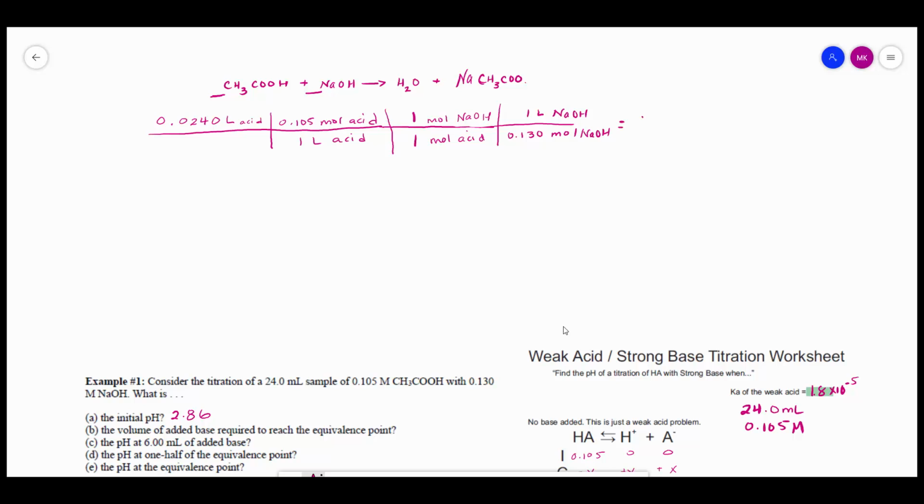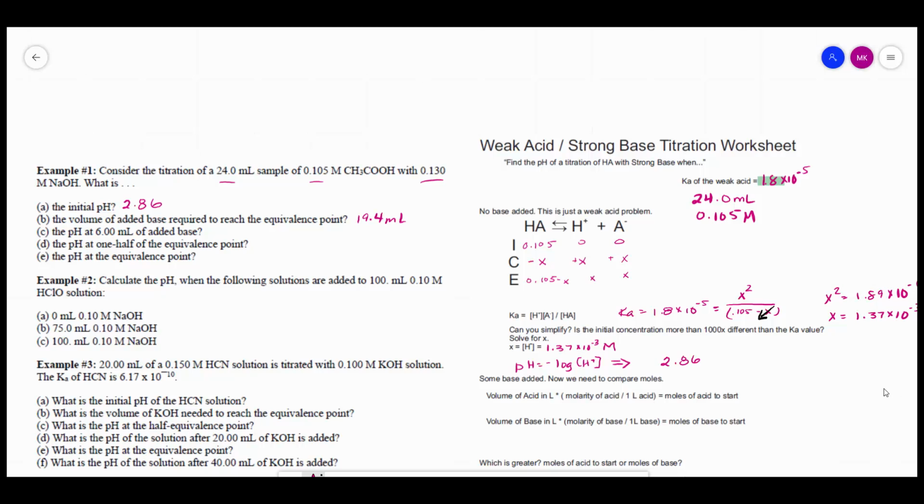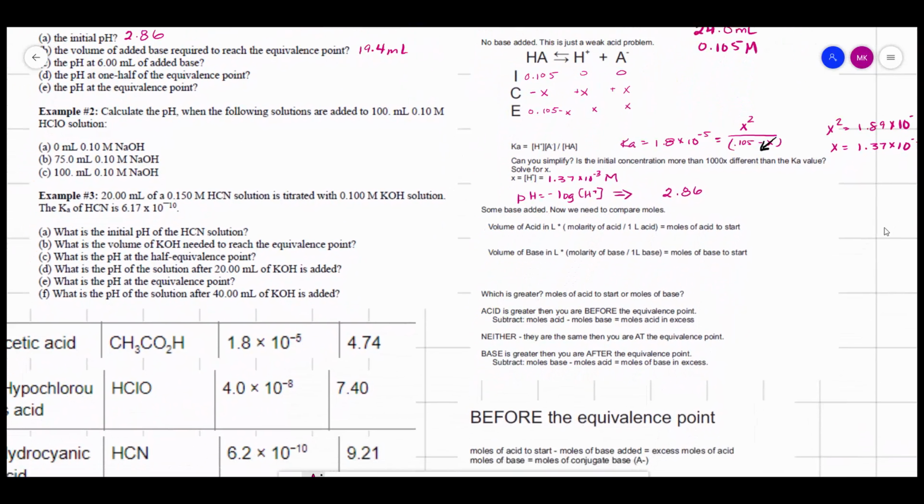So I get 0.01938, and I gave you too many significant figures on purpose, liters of sodium hydroxide. So now let's analyze this for sig figs. We have 3 sig figs in each of these quantities, so I should end with 3 significant digits as well. So I would declare this 0.0194 liters of sodium hydroxide. Now that's 19.4 milliliters. So if I've added less than 19.4 milliliters, then I'm not to the equivalence point yet. So that'll give us some idea of which method we need to use.